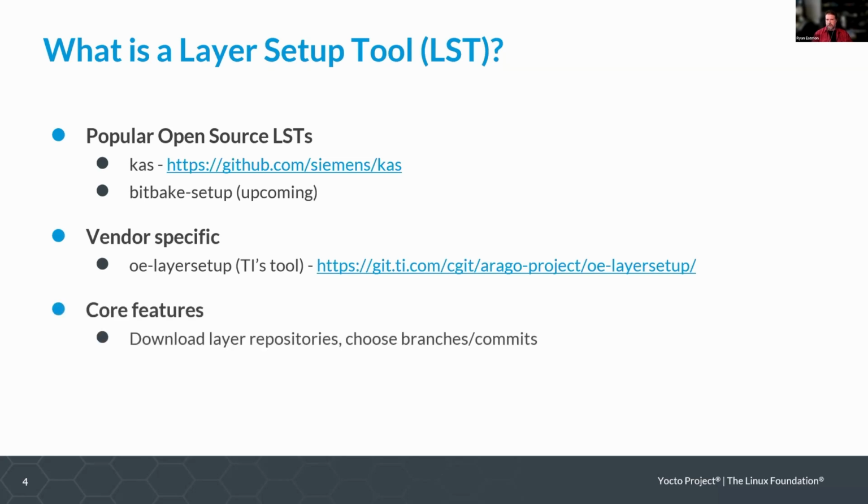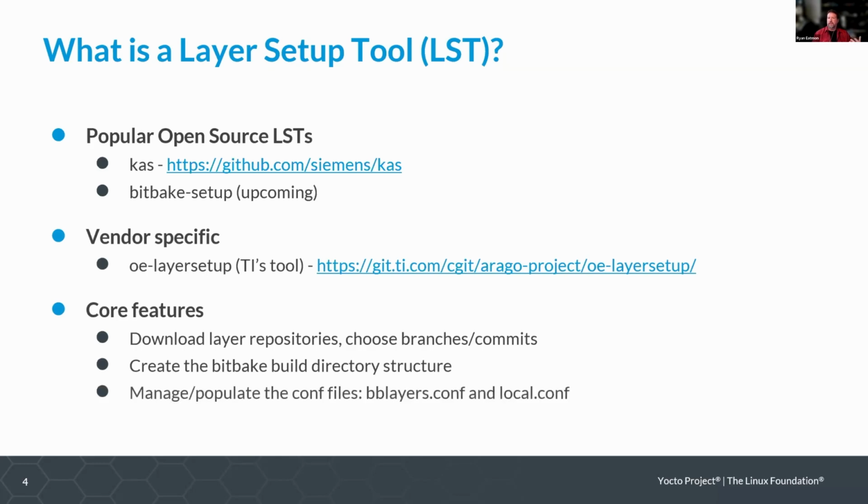The core features of a layer setup tool: they need to be able to download the repositories as well as choose which branches and commits of those repositories you want to use. They need to be able to create the directory structure that BitBake is going to operate in. And they need to populate in that directory structure a bblayers.conf file for the layers you've chosen, as well as a local.conf for any initial default settings that you want.